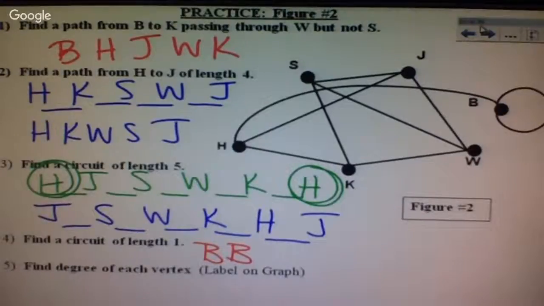Last one. Find the degree of each vertex. What's my degree of H? Number 3. There is 3 at H. 1, 2, 3. What's my degree at S? 3. There's another 3. 1, 2, 3. They're all 3. J is 3. K is 3. W is 3. B is 3. Okay, so they should have all had a degree of 3.